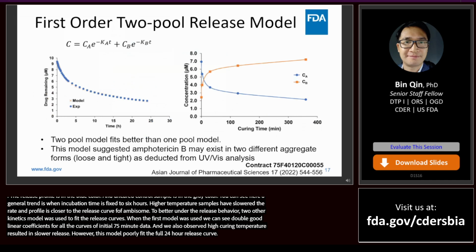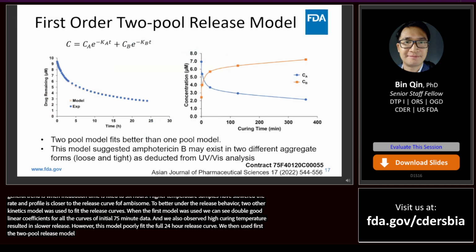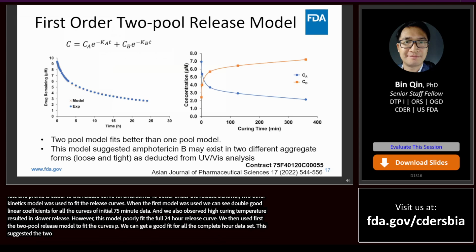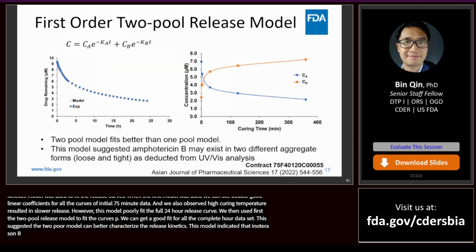We then used the first-order two-pool release model to fit the curves. We can get a good fit for all the complete 24-hour data set. This suggested the two-pool model can better characterize the release kinetics. This model indicated that amphotericin B may exist in two different aggregation forms, loose and tight. This is also deduced from UV-Vis analysis.